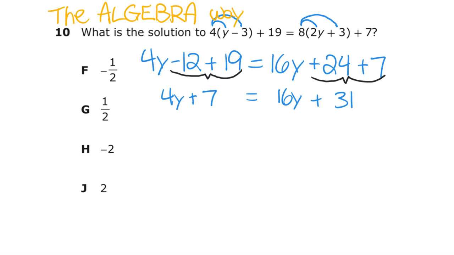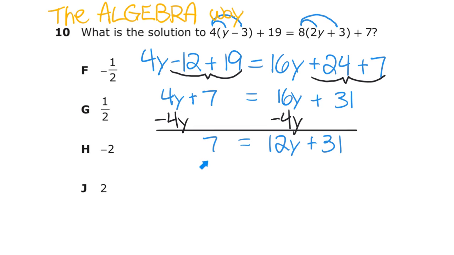Now we should decide if we want the variable y on the left or the right. Many students want the variable on the left. But in this case, since 16y is on the right, which is larger than 4y, I'll subtract 4y on both sides of the equation. That leaves us with 7 equals 12y plus 31.